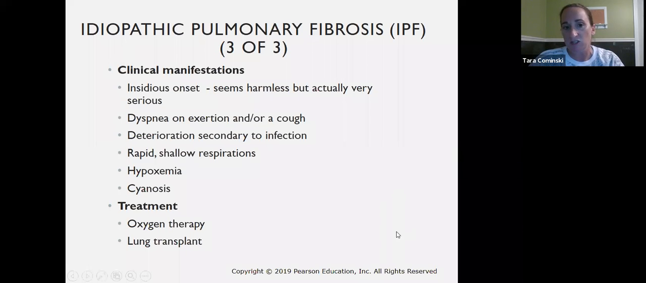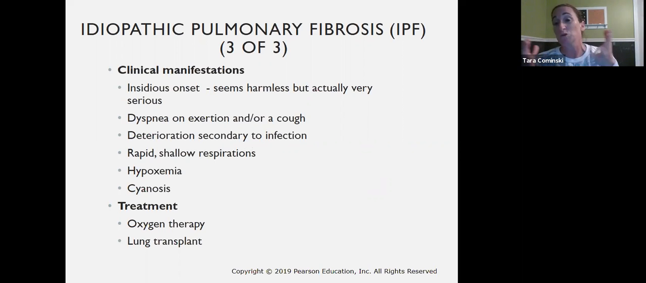So in terms of clinical manifestations, it says here, insidious onset. So it kind of seems harmless because in the beginning, you may not really have many symptoms, but what's actually happening is super serious and irreversible, okay? Then it starts to progress from there, all right? It says here, deterioration secondary to infection, right? So again, this process is already starting. You may not have many symptoms, but then maybe you get some sort of infection, and that increases this aberrant repair, okay? But eventually it will necessitate a lung transplant because again, that is irreversible damage that occurs.